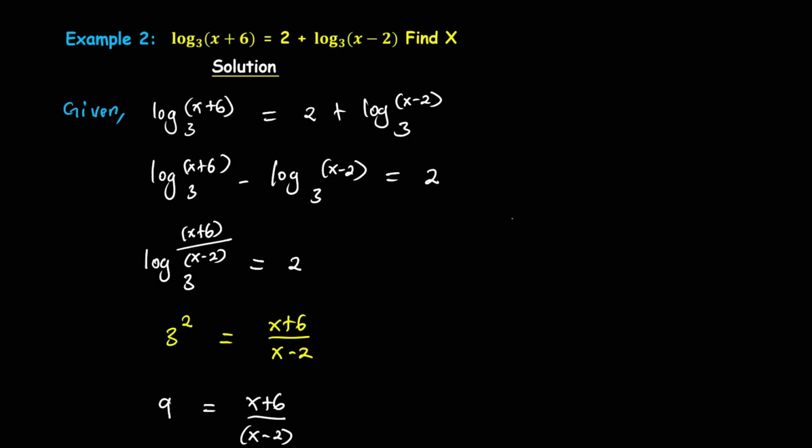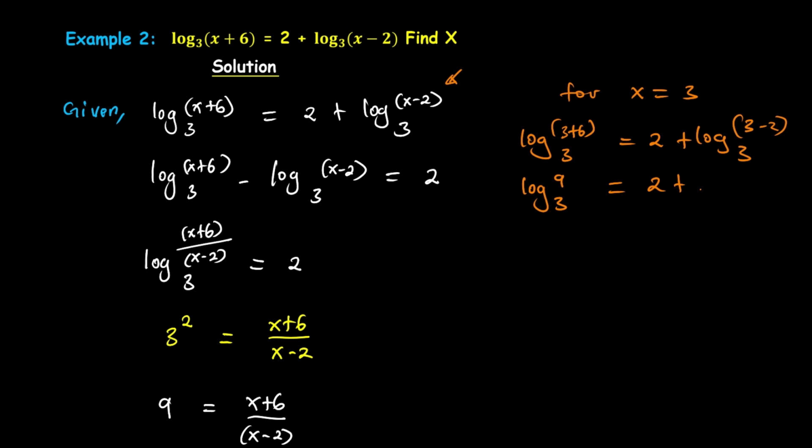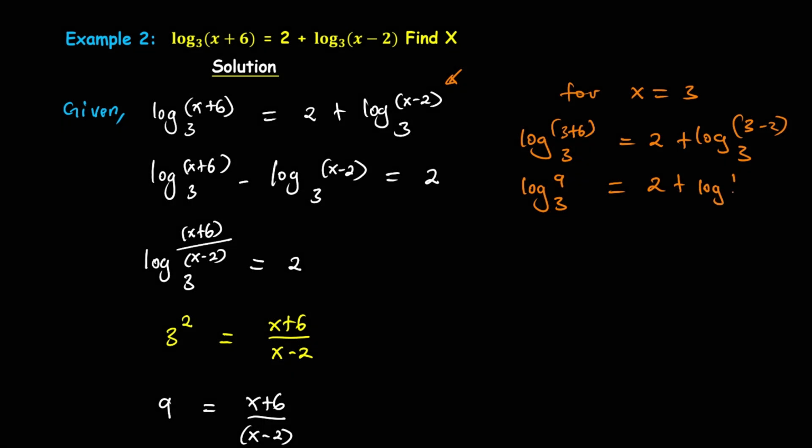But before you conclude, let's first test whether our value of x equals 3 satisfies the equation from the problem. So for x equals 3, what do we have? Let's substitute for x in this equation. So we will have log of 3 plus 6 to base 3 equals 2 plus log of 3 minus 2 to base 3. And 3 plus 6, that's a 9. So we will have log of 9 to base 3 equals 2 plus log of 1 to base 3.